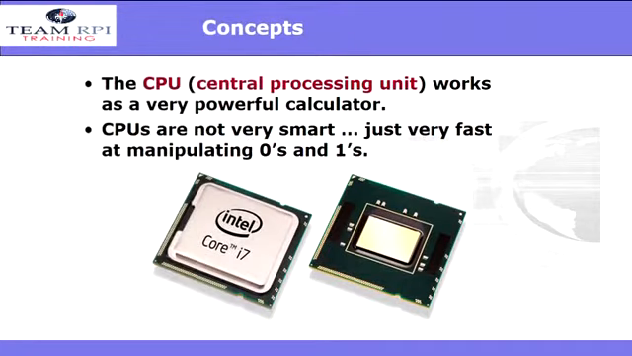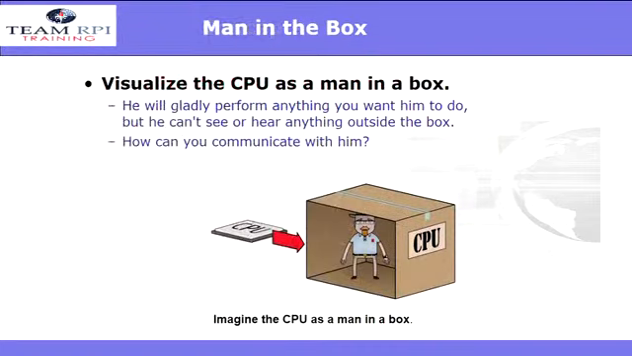The Central Processing Unit works as a very powerful calculator. CPUs really, in and of themselves, aren't very smart. They're just really fast at manipulating zeros and ones. To understand how a CPU works, let's try illustrating an example for you. Picture a man in a box. Our first challenge is figuring out how to communicate with that man in the box.